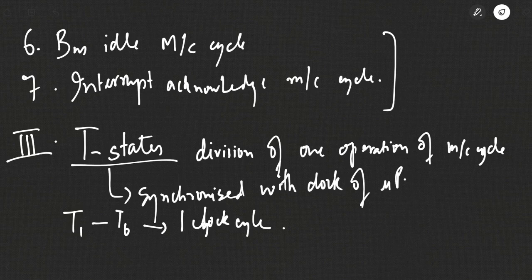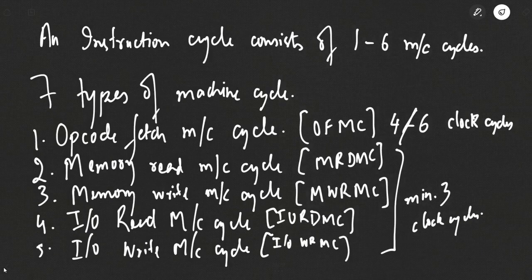So we have defined three things: instruction cycle, machine cycle, and the T states. The instruction cycle is the time taken for completion of one instruction. The machine cycle is the time taken for completion of one operation of an instruction cycle. And the T state is the time taken by the microprocessor for completion of one operation of a machine cycle. It is so divided that one T state is equal to the system clock cycle, that is 0.32 microseconds.